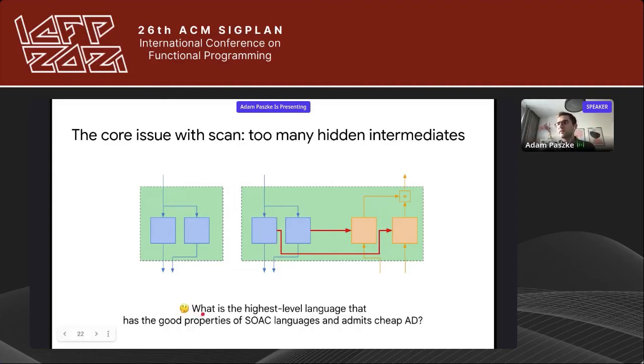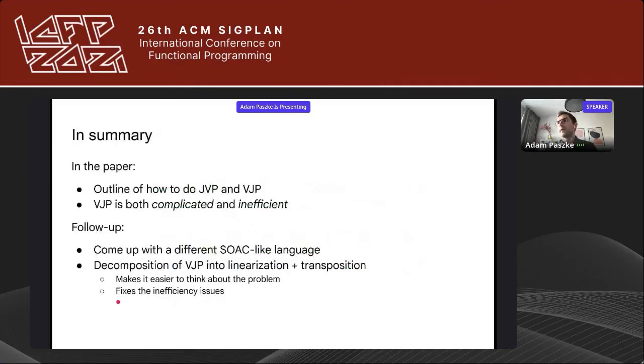So really, the research question that follows from this paper is: what is the highest level language that still has the nice properties of abstraction of the SOAC languages, but still admits nice and cheap AD? In summary, in the paper, we do outline how to do forward mode and reverse mode, or JVP and VJP, of SOAC programs. But the VJP is both really complicated and not as efficient as you could probably make it. We do actually, I think, have a language that satisfies this. We just didn't have time to write it up properly. But if you're interested, we're happy to talk about it.